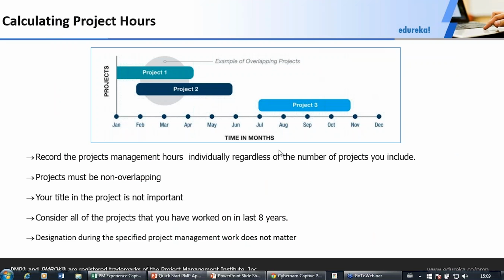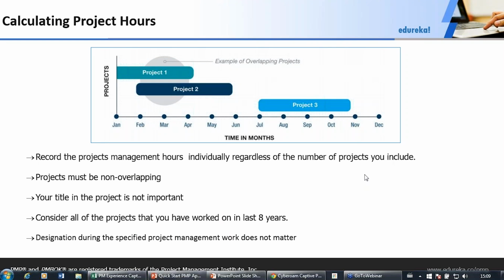Here you can see you may have worked on multiple projects, so you need to document the experience for each and every individual project separately, and you have to ensure that there is no overlap in the duration. So you cannot say that I worked on project A from January 2015 till September 2015, and I worked on project B from July 2015 till December 2015. The overlapping duration is from July to September.